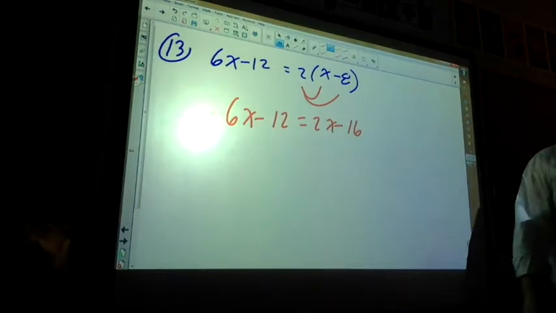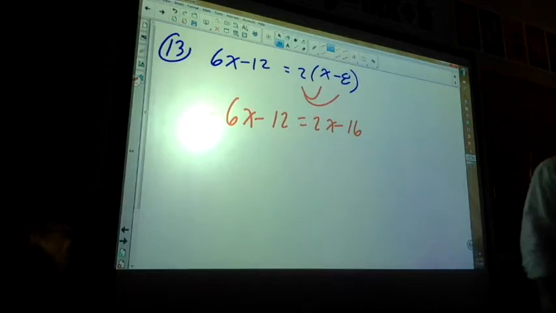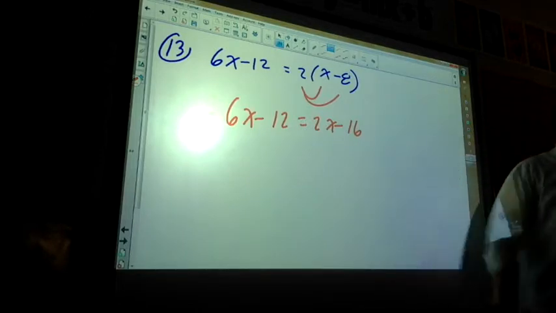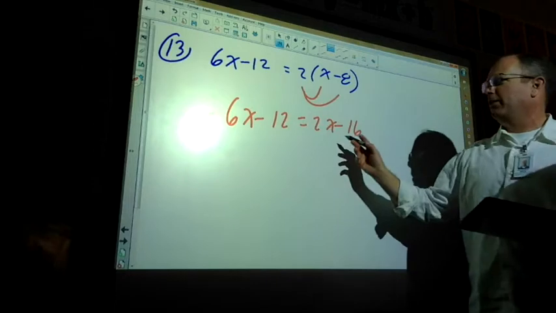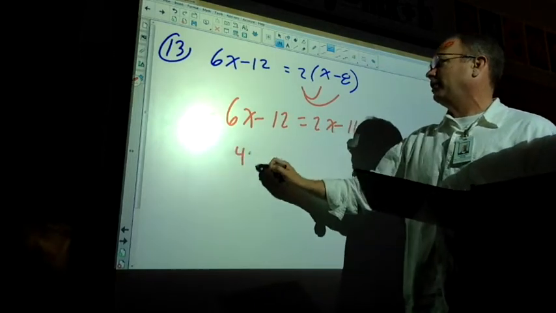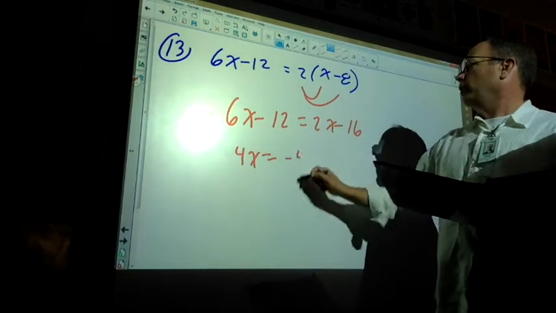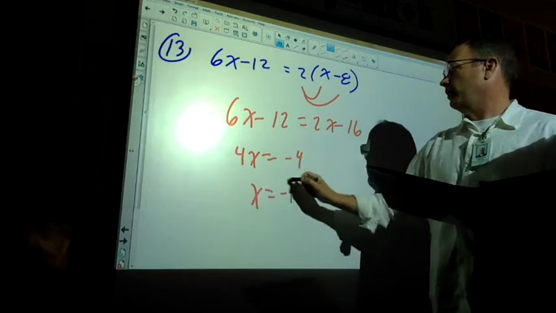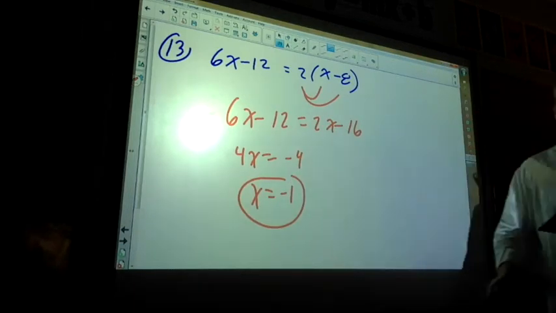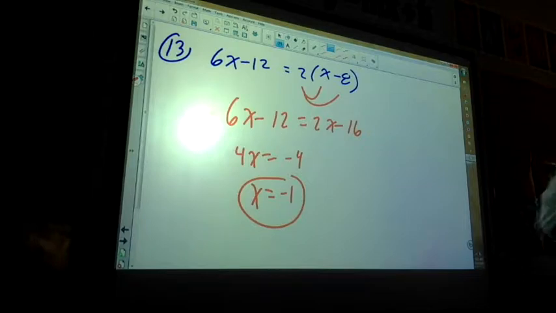Ram, you okay so far on that? Are you okay with the rest of it? So, did that little distribute. Anyone need to see that? If you wanted to subtract 2x, add 12, divide by 4, done.